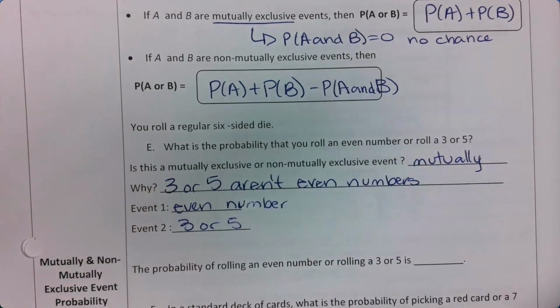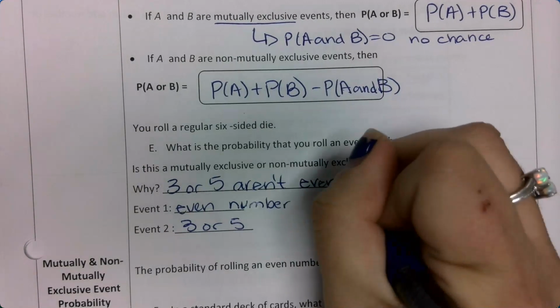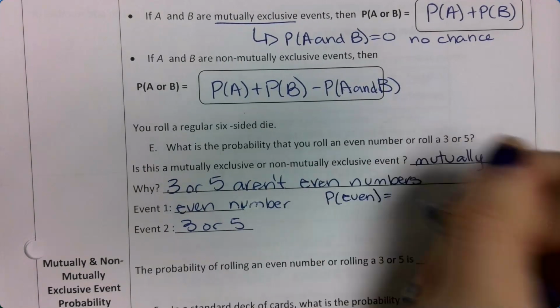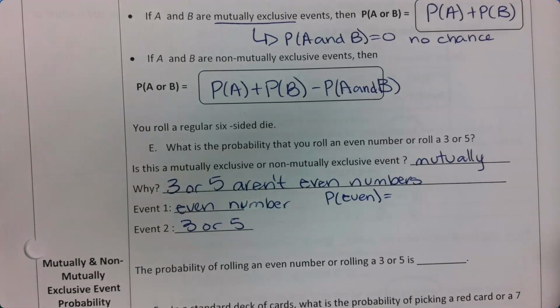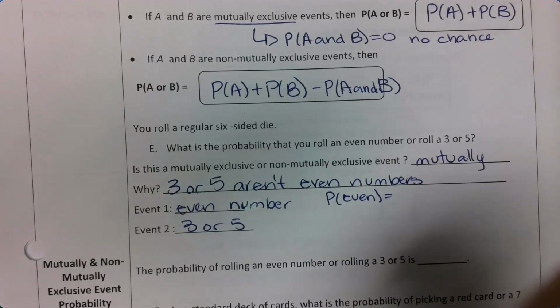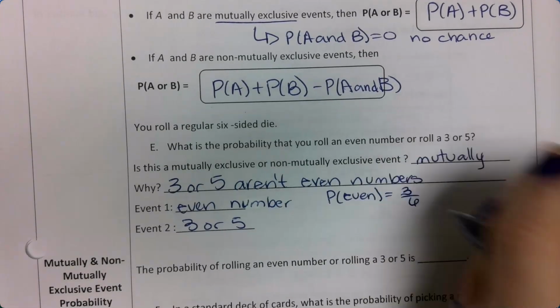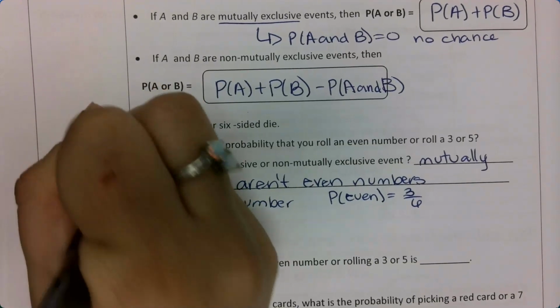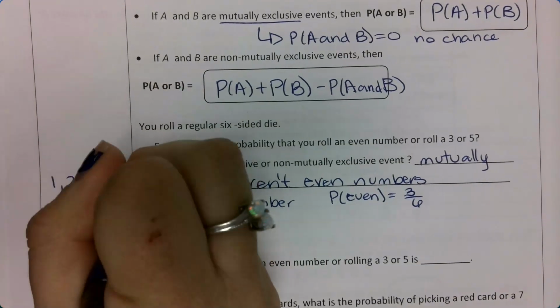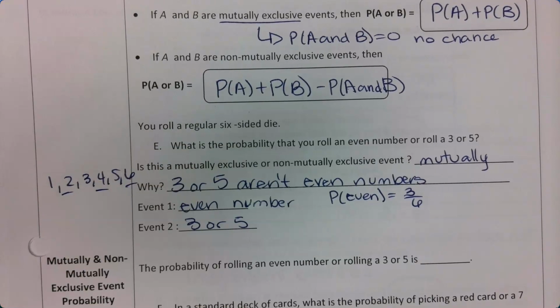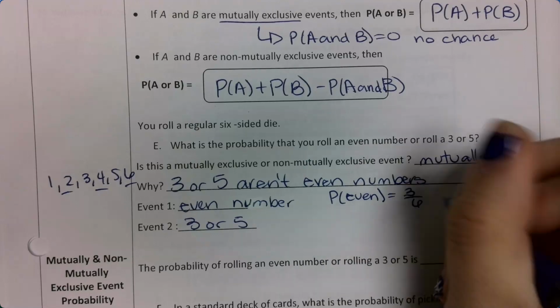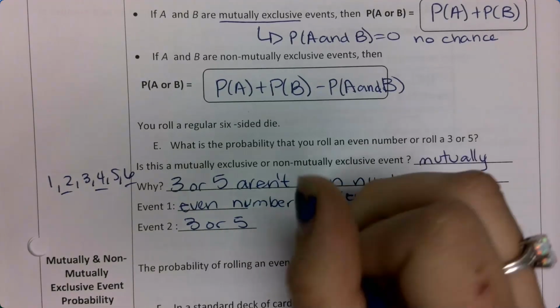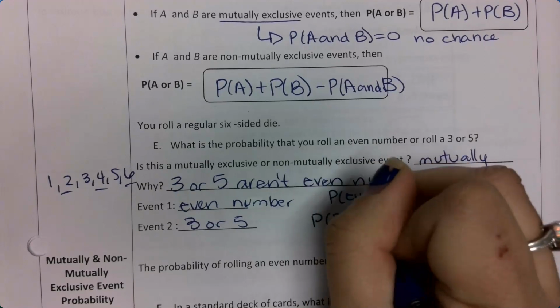Okay, so what's the probability of rolling an even number? How many numbers on a dice are even? 3. Right, because on a dice it goes 1, 2, 3, 4, 5, 6. And then 2, 4, and 6 are all even. Can I simplify my even fraction? 1/2.